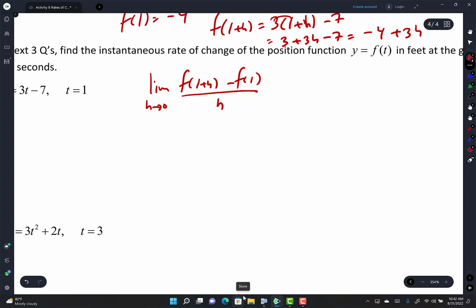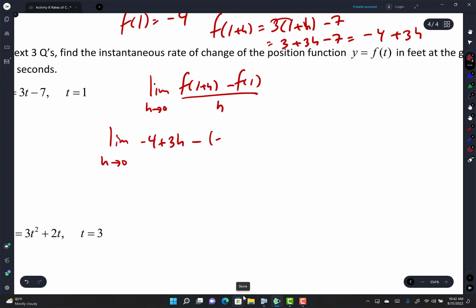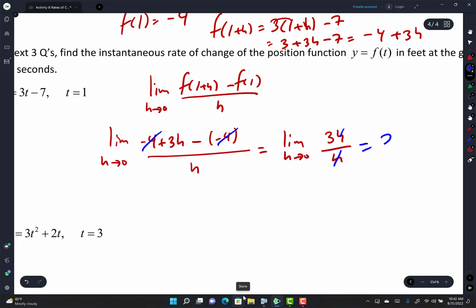So here we go. Limit as h approaches 0 of -4 plus 3h minus -4, all over h. Notice the 4s cancel out because that turns into a positive. Don't worry guys, I'll slow down. We already know that this is going to be 3. Limit as h approaches 0, there's nothing to factor out, there's just 3h over h. The h's cancel out, and you always get 3 for all values. That's number 9. You guys see that?